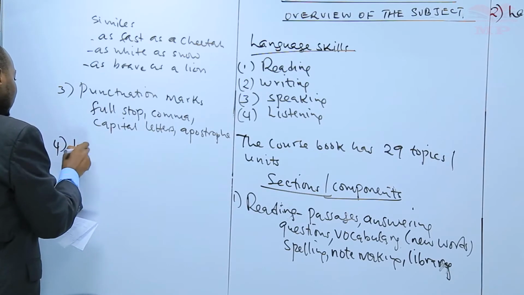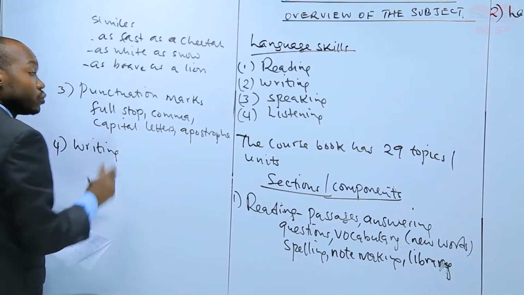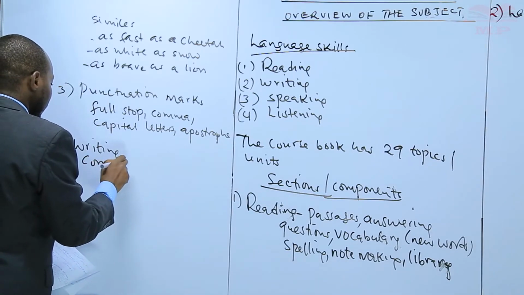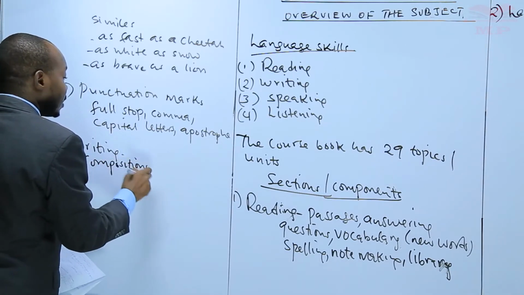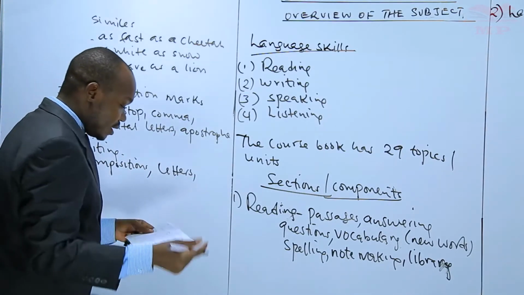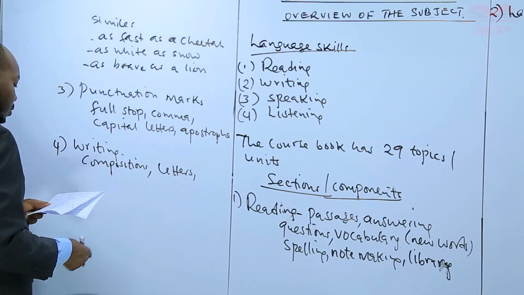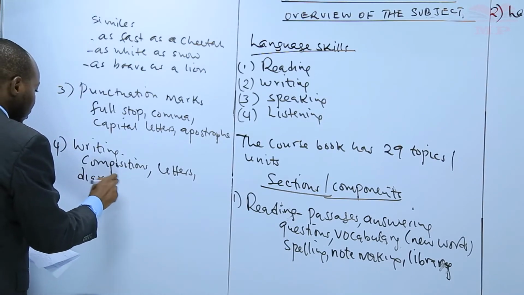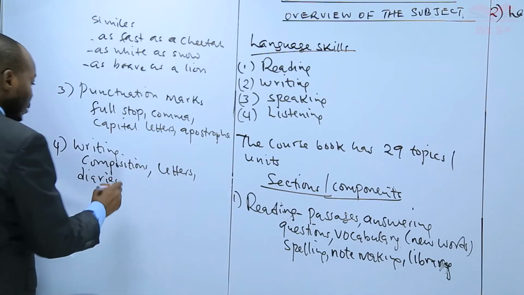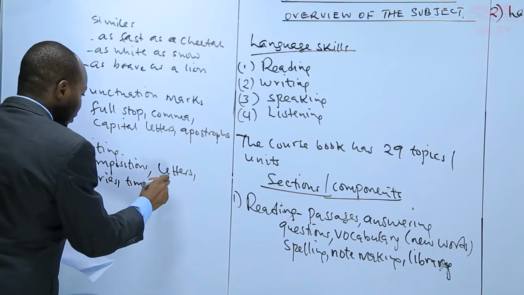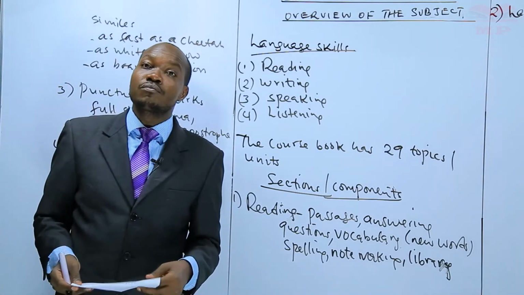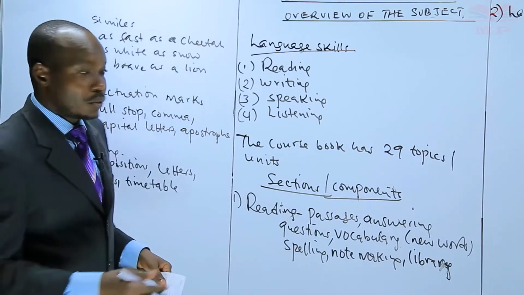Another section is what is called writing. Yes, we need to know how to write. So we're going to write compositions. Yes, I'm sure you write this in school. We're going to write letters to our friends. We're going to write what are called diaries. These are what happened, past events. We're going to write timetables. Yes, you need to write a timetable. By the way, do you have a study timetable in the first place? Do you? If you don't, please get one. We're going to write timetables.